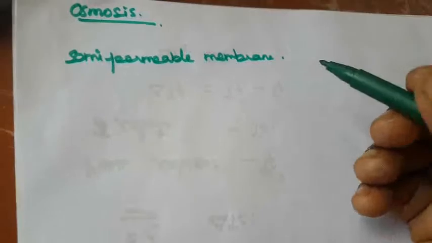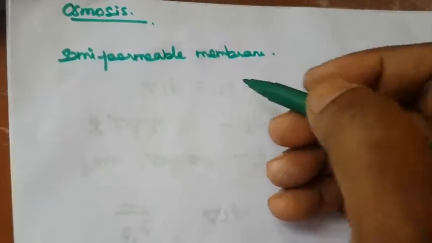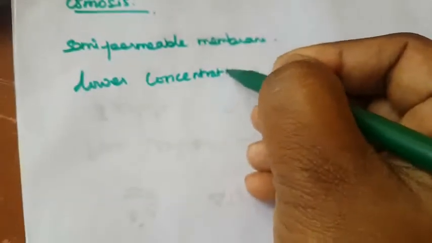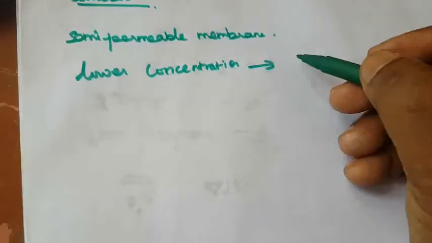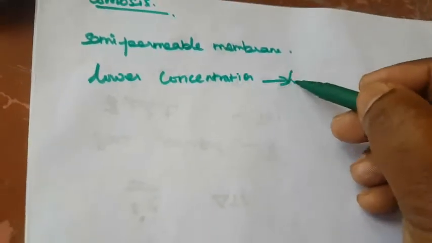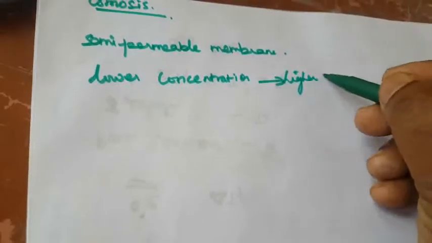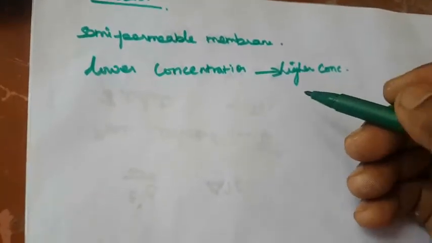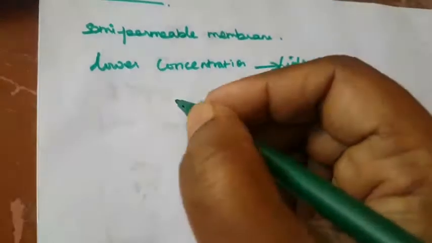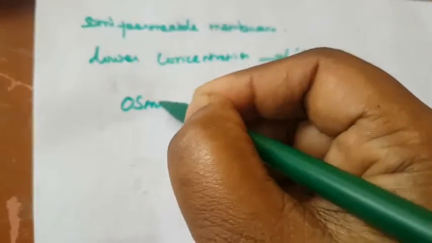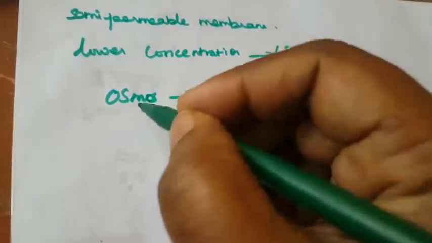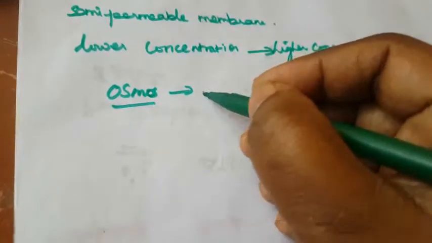Semi-permeable membrane. From a solution of lower concentration to the higher concentration, the solvent flows from the lower concentration to the higher concentration. That is called osmosis. Osmosis is derived from the Greek word osmos. What is the meaning of osmos? That is, to push.